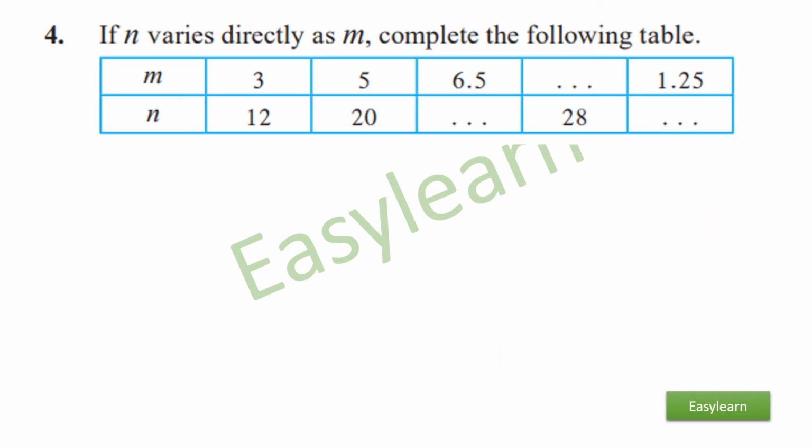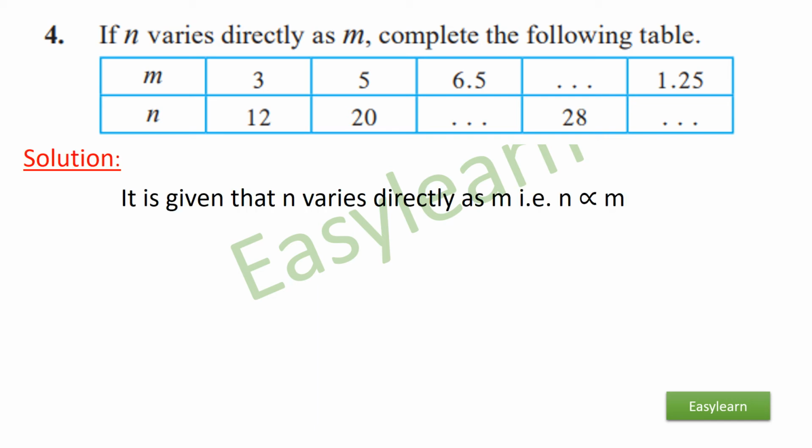Question 4. If n varies directly as m, again complete the following table. So in this table again they have given they both are in direct proportion. So we know it is given that n varies directly as m, that is n is directly proportional to m, which is n is equal to k into m, where k is the constant of variation.